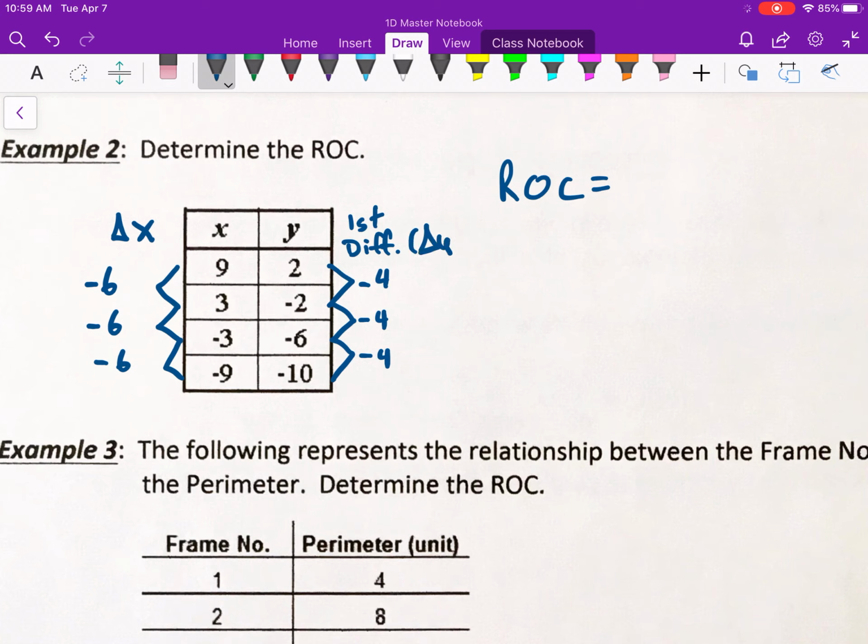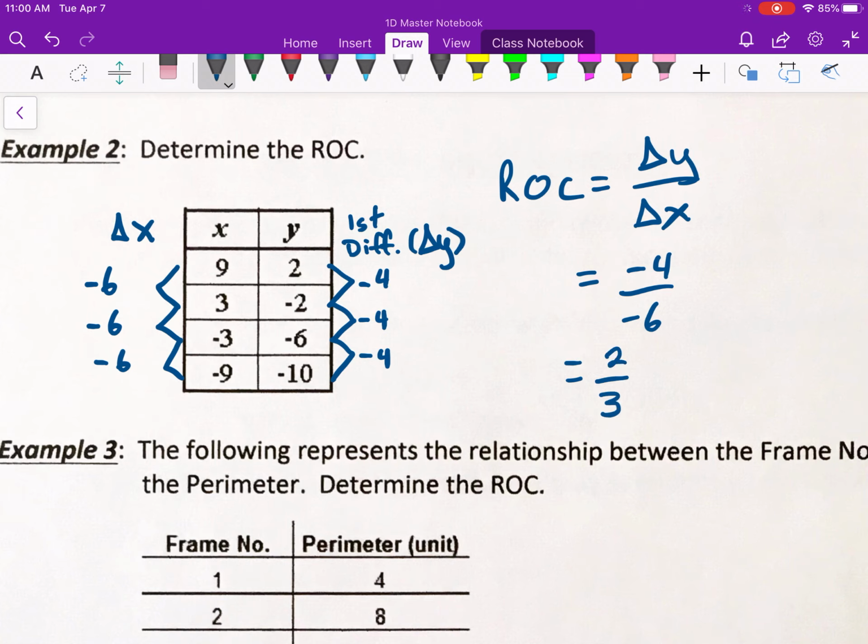The rate of change is going to equal delta y over delta x, which equals negative 4 divided by negative 6. We know that two negatives simplify to give a positive, so those two negatives basically cancel each other out, so that's the same as 4/6. That can be reduced to 2/3 because we always reduce our fractions. So our rate of change can be given as 2/3.